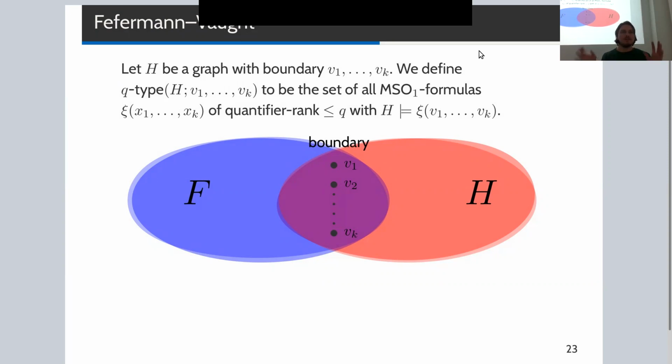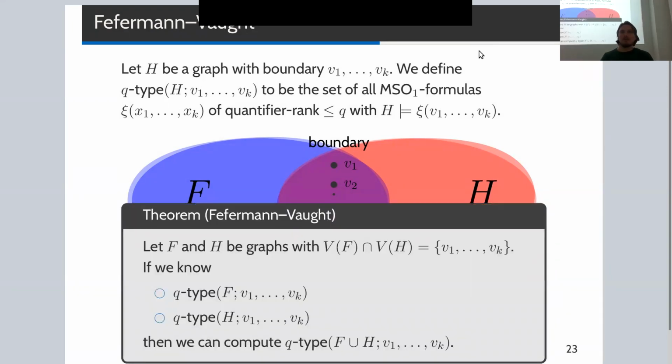Okay, so this Q-type is very big, contains a lot of information, in particular all these things about the 3-coloring types that we defined for dynamic programming. And now, if this type definition is clear, I would like to introduce to you this black box theorem that we're going to use to prove this. So the setting is the following. We have 2 graphs, F and H, and they intersect exactly in this boundary V1 to Vk. So far the same setting that is drawn here on the picture.